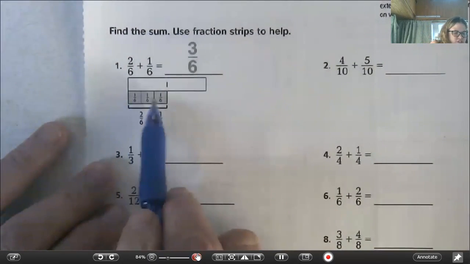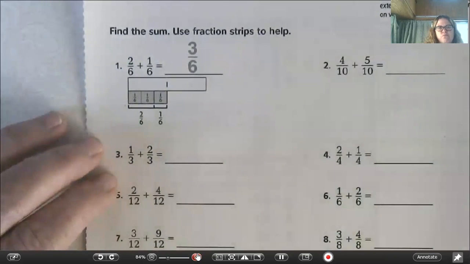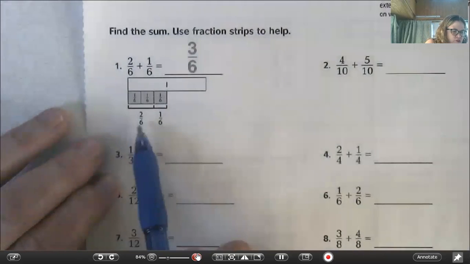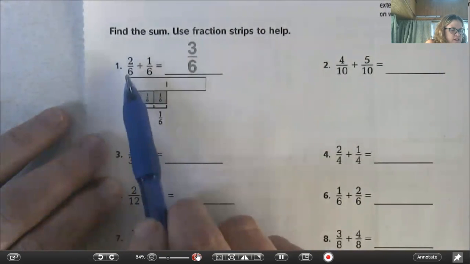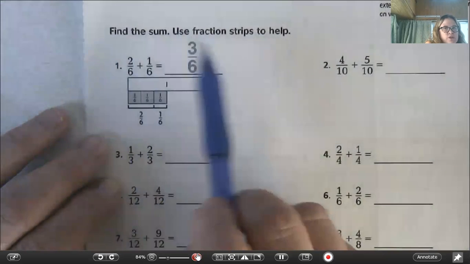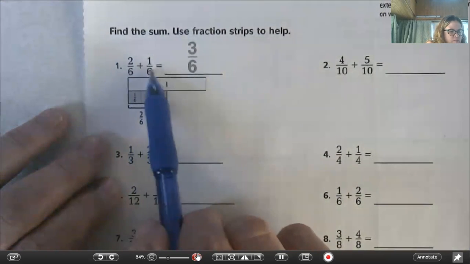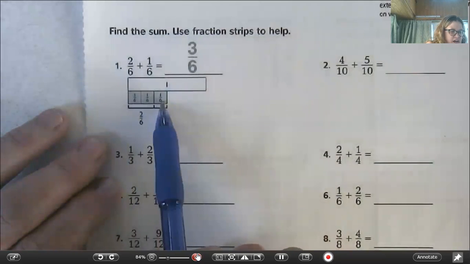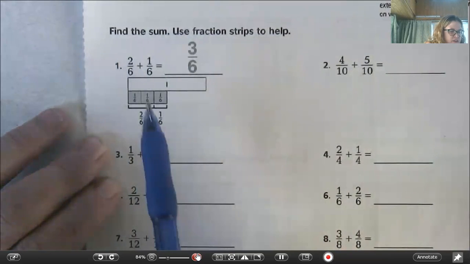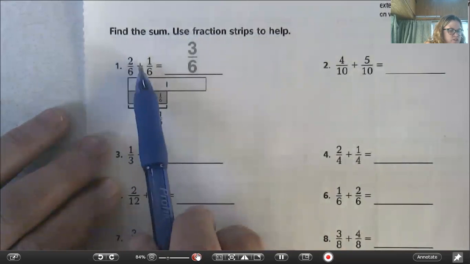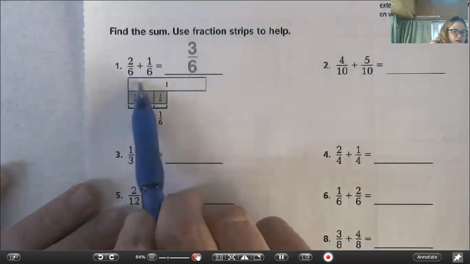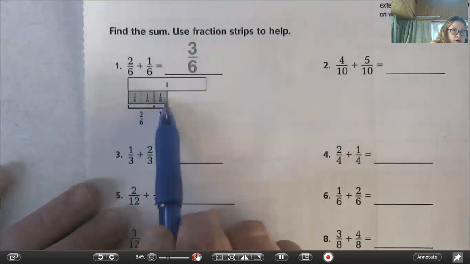So this is just to show you that you either are going to have more or less pieces that equal a whole. So here we have 2/6 plus 1/6 equals, and we know that the bottom, the denominator, stays the same. We do not change that. That is our label of what size pieces we have. And we just add across. 2 plus 1 equals 3.